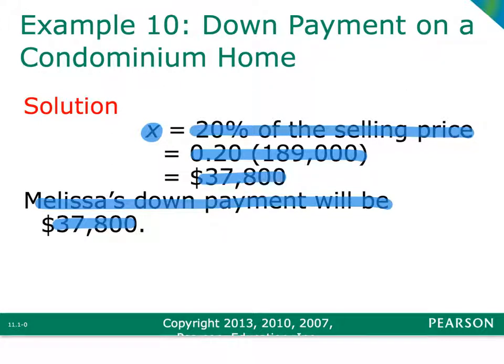Now think about what "of" means. In this case, of means times. So 20% of the selling price is 0.20, because we use 20% as a decimal, times 189,000. When we say of, we're going to multiply. So we have to use 20% as a decimal, and then we multiply. That's how we get 37,800 as a down payment.